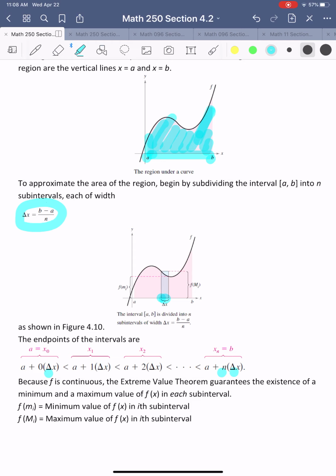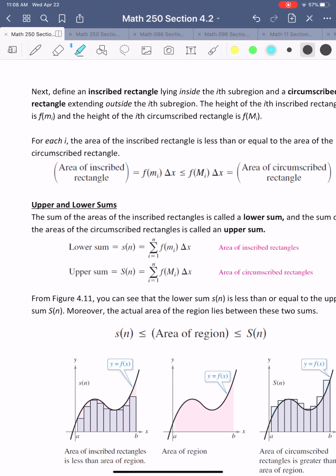Because f is continuous, the extreme value theorem guarantees the existence of the minimum and maximum values of f of x in each subinterval. So f of m sub i is the minimum value on the ith subinterval, and f of capital M sub i is the maximum value of the ith interval. All right, let's look at the next page.